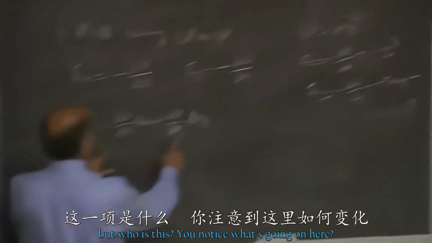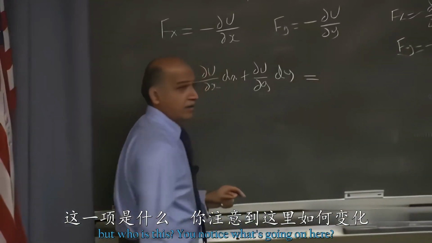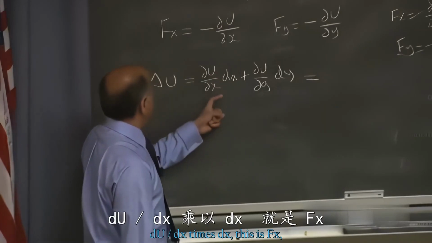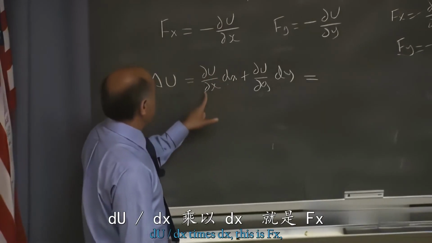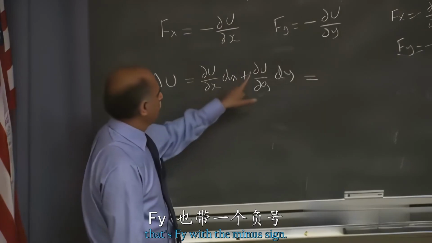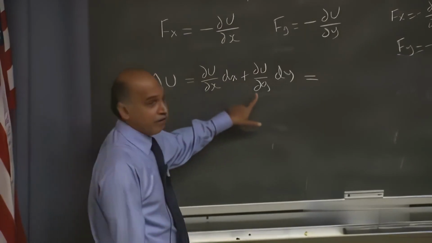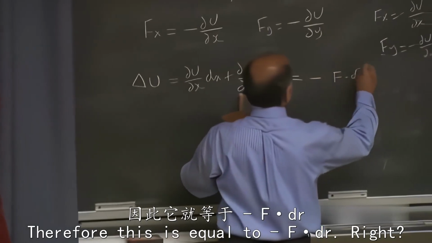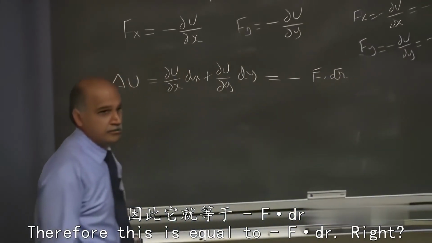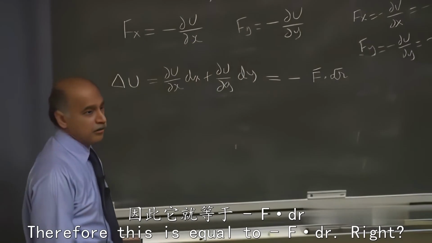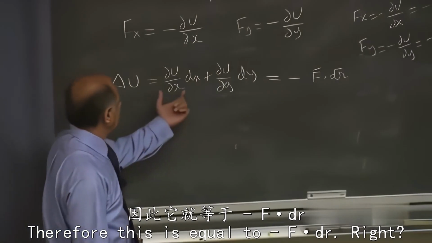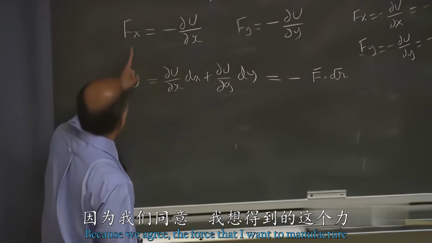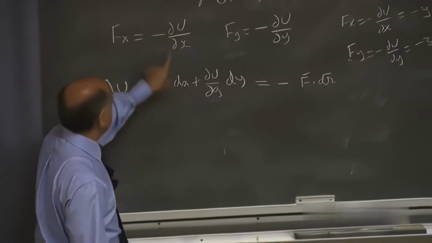But who is this? You notice what's going on here? du/dx, this is fx with a minus sign. That's fy, with a minus sign. Therefore, this is equal to minus F dot dr. Right? Because we agree the force that I want to manufacture is related to u in this fashion.